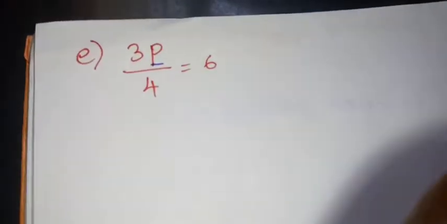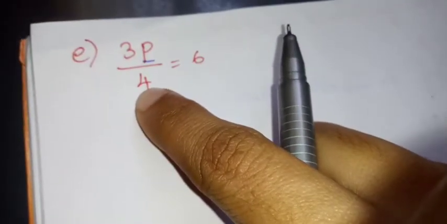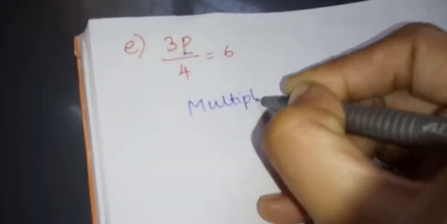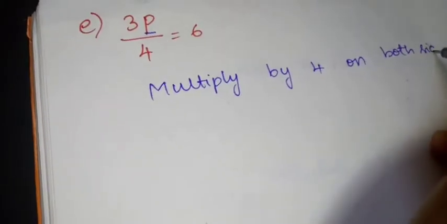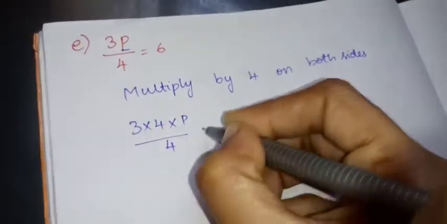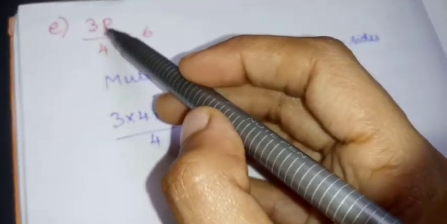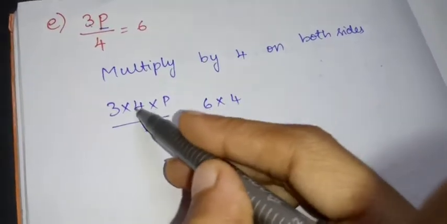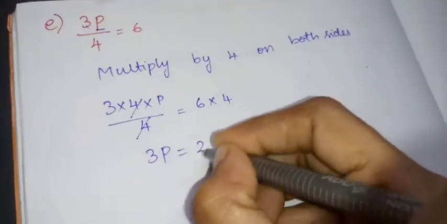Okay, so here first we should find the value of P. So first what will you eliminate? You will eliminate the 4 which is in the division. So what will you do? You will multiply by 4 on both sides. So 3 into 4 into P divided by 4 is equal to 6 into 4, because I have multiplied 4 with 3 and P, so it will be in the numerator. 4 will get cancelled, so 3P is equal to 6 4s are 24.